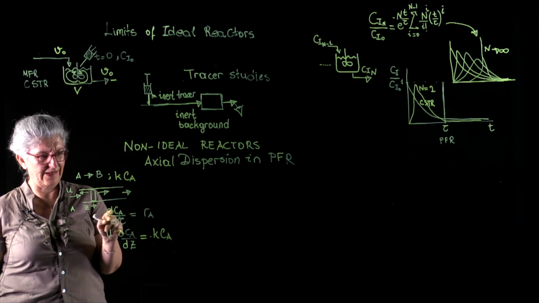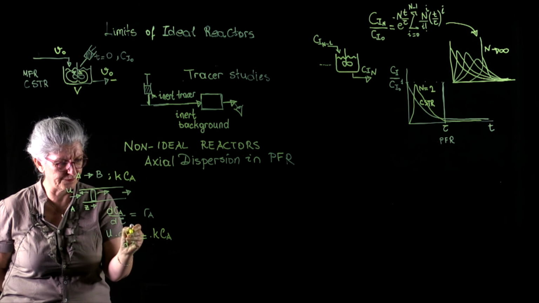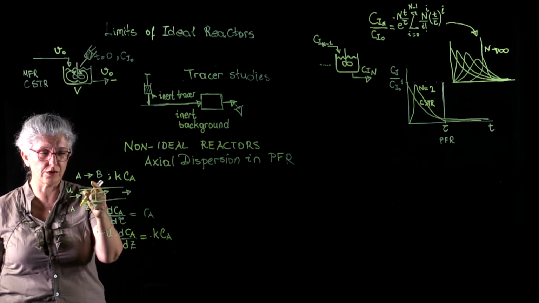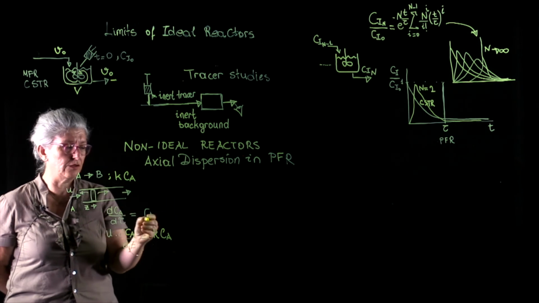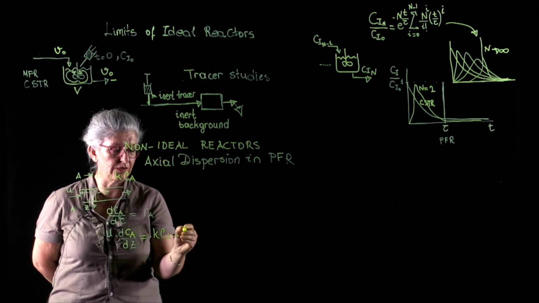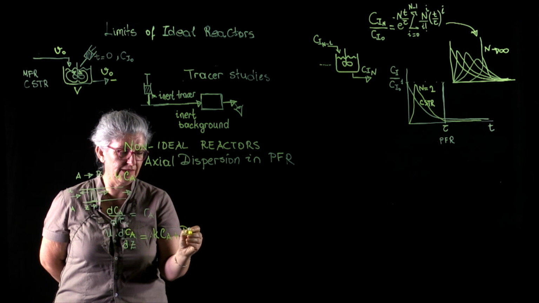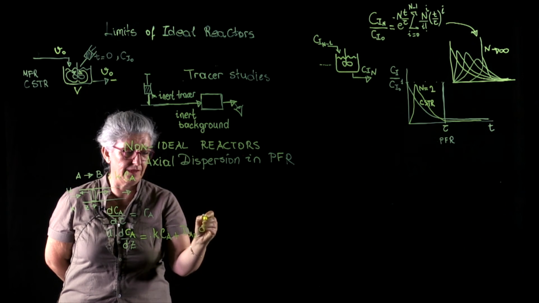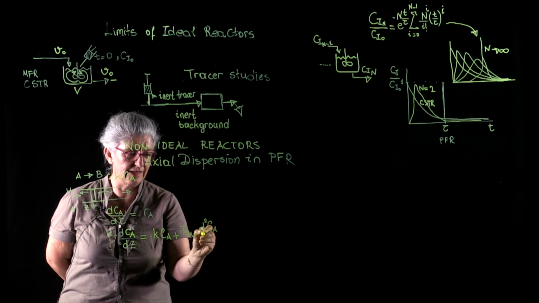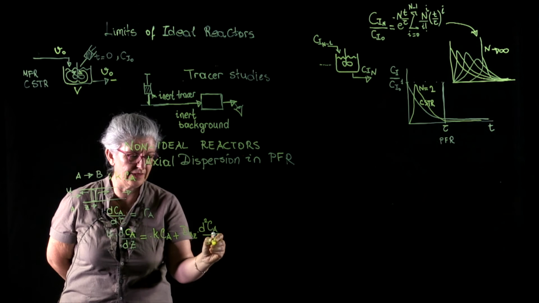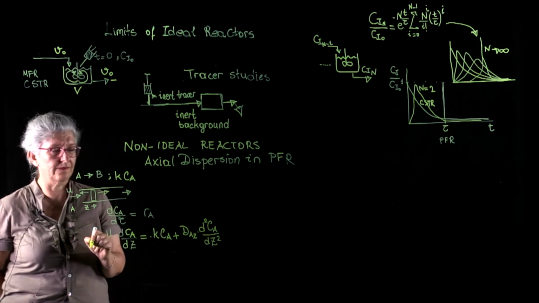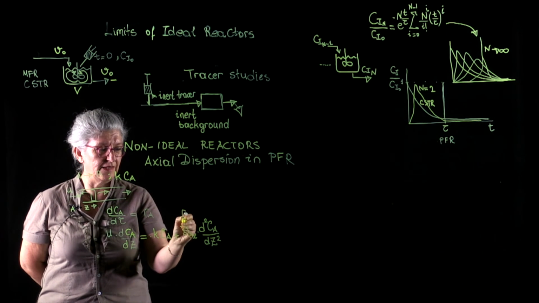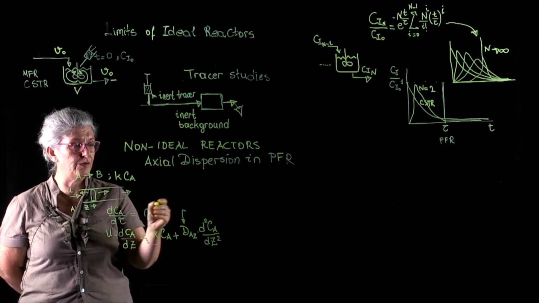But then our fluid, our molecules, are rushing away from our control volume because of the diffusion: D_az times d squared CA over dz squared. So this is the reaction diffusion equation. This D is the axial dispersion coefficient.